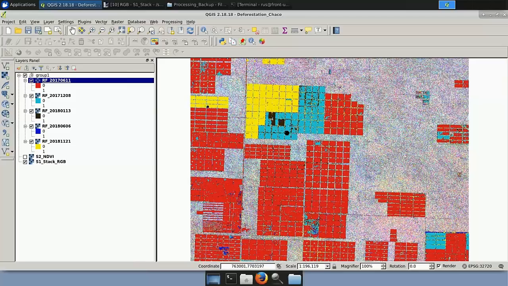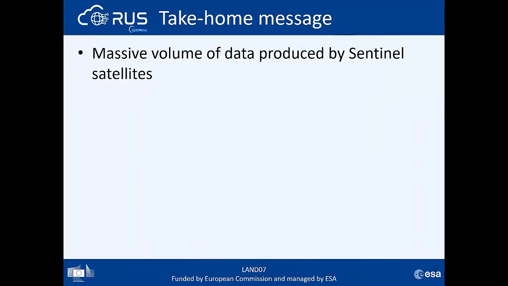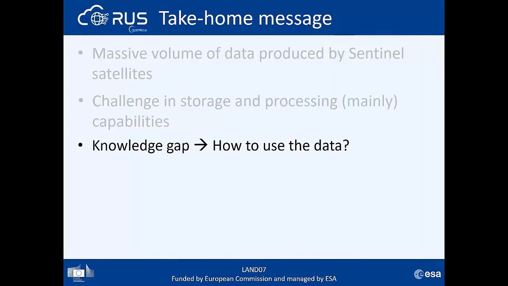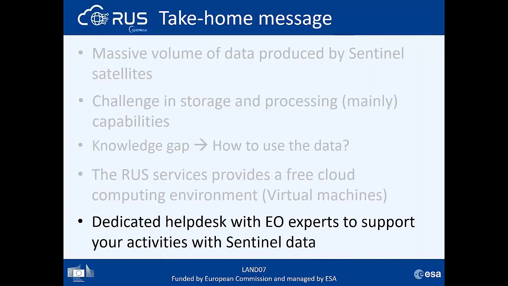Let me show you now some take-home messages that I think are relevant for this exercise. With the new Sentinel satellites, the challenge in satellite remote sensing is no longer data availability, but rather how to store and process all the information. In addition to that, it is necessary to explain how the data can be used and support users in their application. The RUS Copernicus service is here to solve those problems by providing virtual machines to store and process the data, and by offering a dedicated help desk supported by a team of remote sensing experts to help you in your project with Sentinel data.